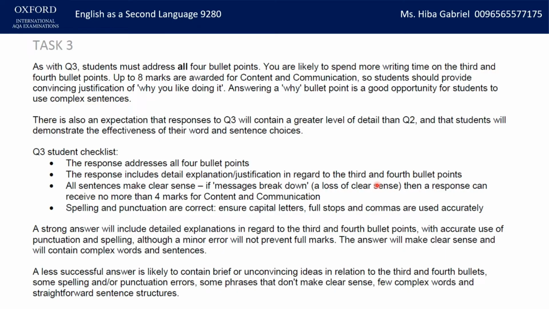If your sentences are not coherent and cause any confusion in the reader, it will affect your content communication score. Spelling and punctuation are equally important. Maintain correct spelling and use proper punctuation such as capital letters, full stops, and commas.